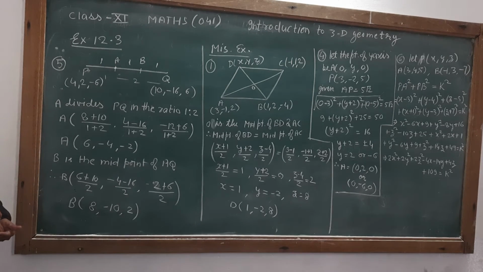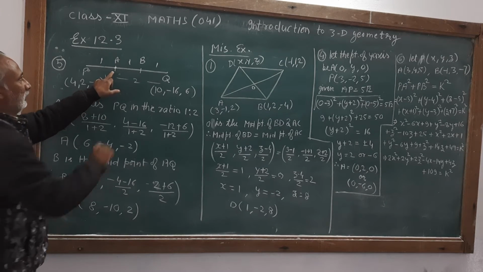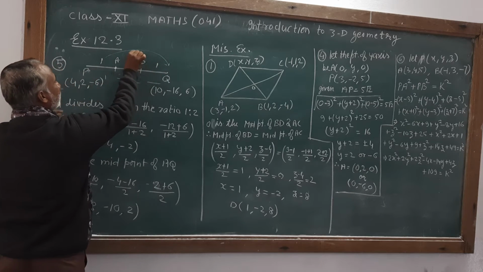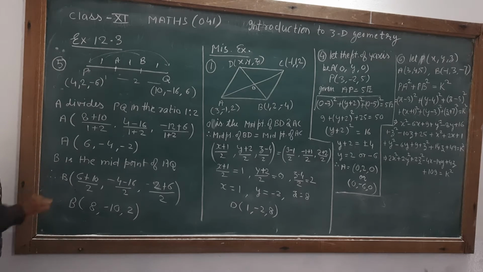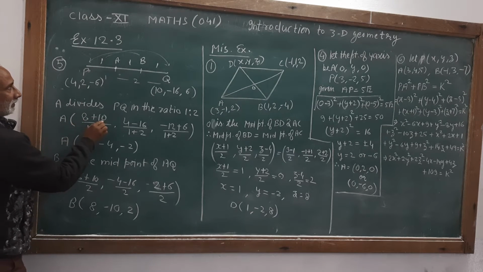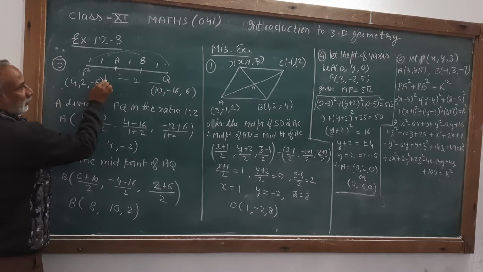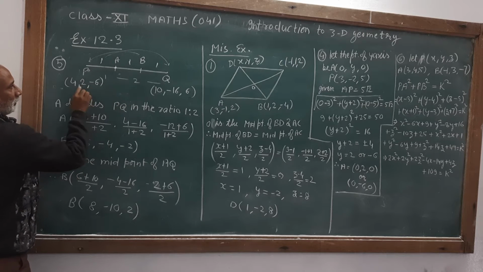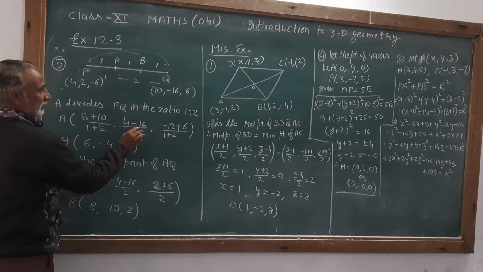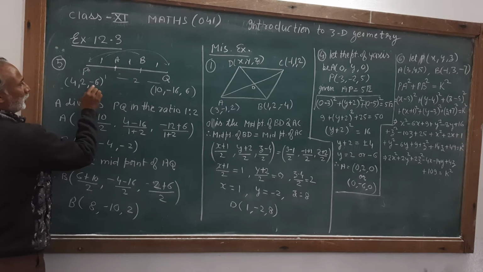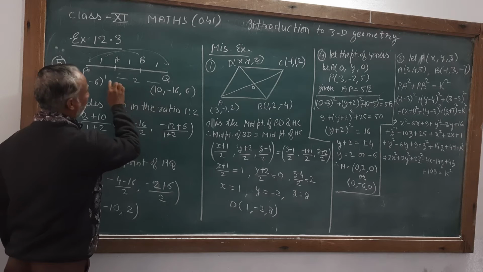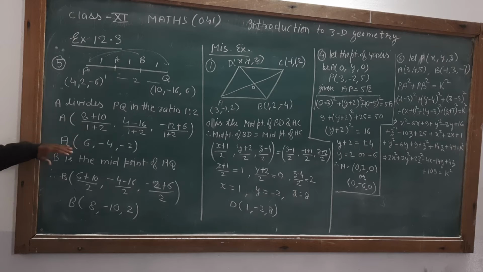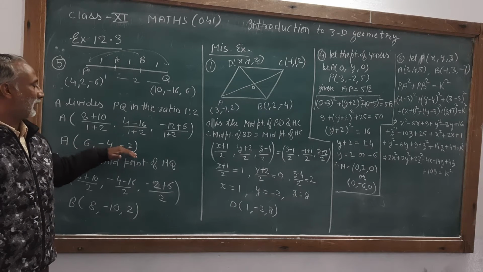So by using the section formula, let me find the coordinate of A. This 1 will multiply with the coordinate of Q, 1 plus 1, 2. This will multiply with the coordinate of P. So we will get the coordinate of A: 2 into 4, 8, plus 1 into 10, 10, upon 1 plus 2, the sum of the ratio. Likewise, 2 into 2, 4, 1 into minus 16, minus 16, upon 1 plus 2. And 2 into minus 6, minus 12, 1 into 6, 6, upon 1 plus 2. So on calculating, you will get the coordinate of A: 6, minus 4, minus 2.